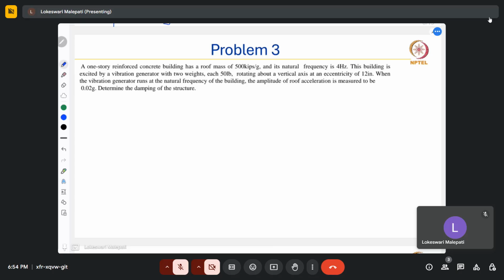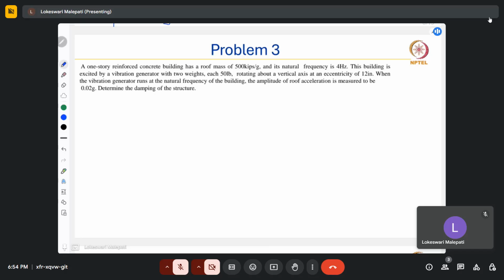So they have given a one-story reinforced concrete building. This can be approximated as a single degree of freedom system because most of the mass is concentrated at the roof, and this system has a natural frequency of 4 Hz. And this building they have excited using a vibration generator. In the previous week's contents, the concept of vibration generator was discussed. So what is a vibration generator?